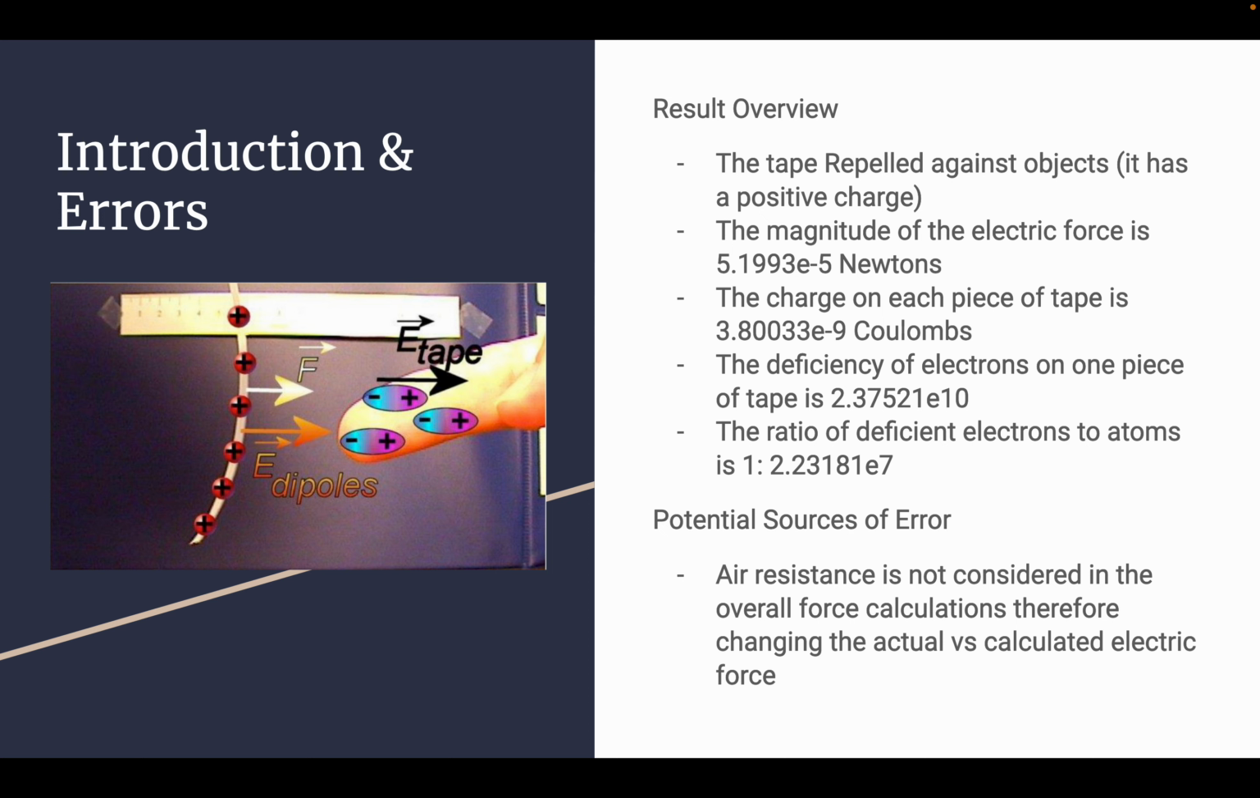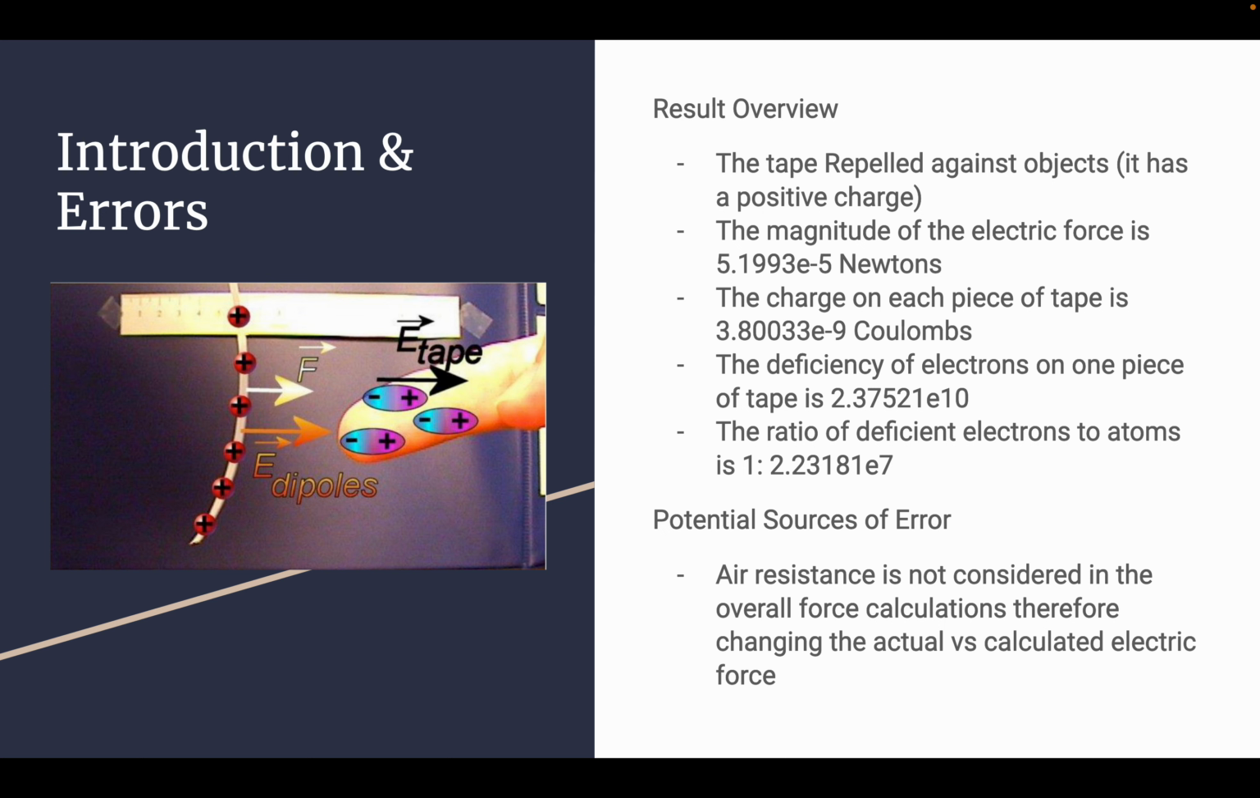So for the result overview, as you can see, here are all the values. I'm not going to necessarily read them out because it's not going to help anything. The tape repelled against the objects because it has a positive charge, and they also have a positive charge, so like charges will repel each other. These are all the numbers for the magnitude of the electric force, the charge of each piece of tape, the deficiency of the electrons, and the ratio of the deficient electrons.